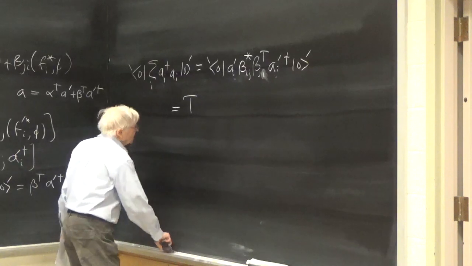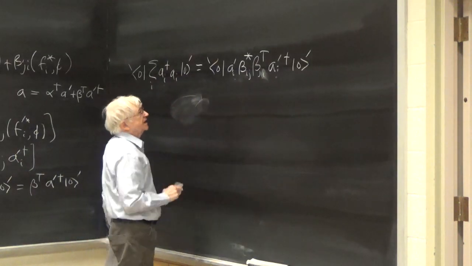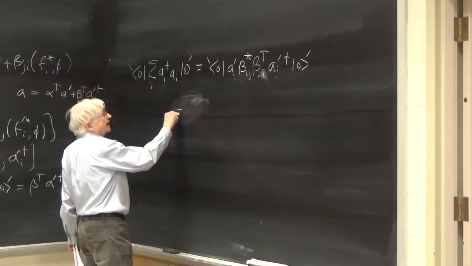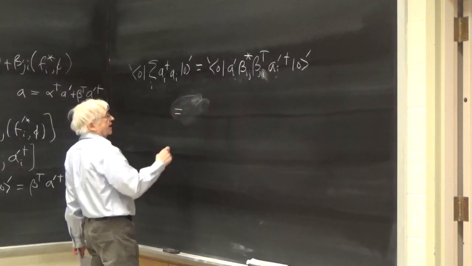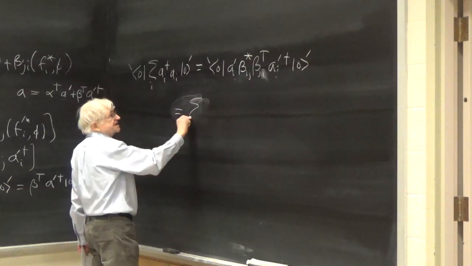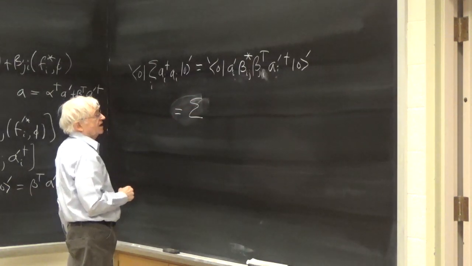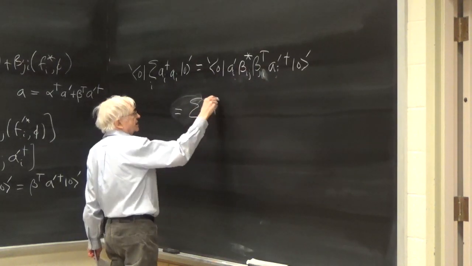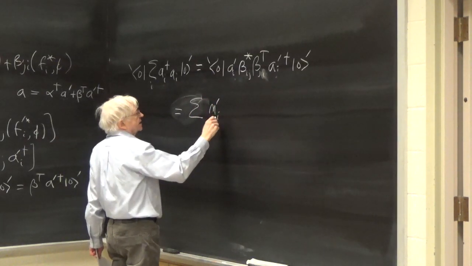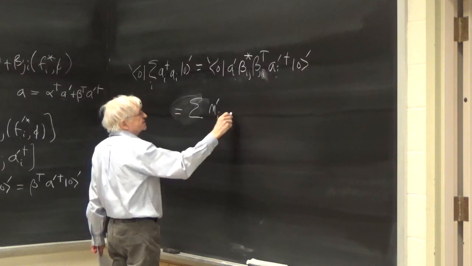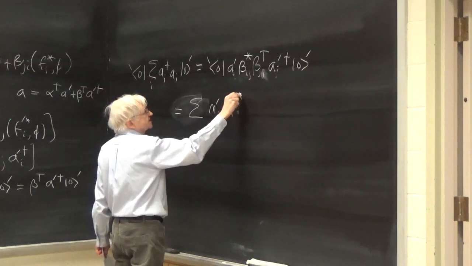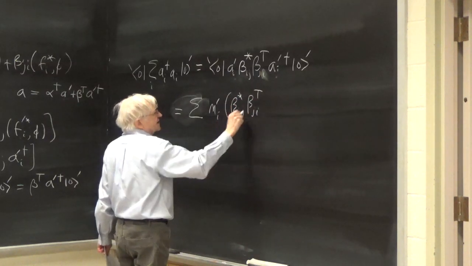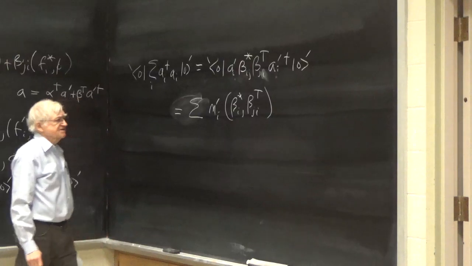I think there's no point in talking about it as a trace. Let's just say that it's the sum of the number n prime sub i times beta i star j, beta j i transpose. And this structure is intrinsically positive.